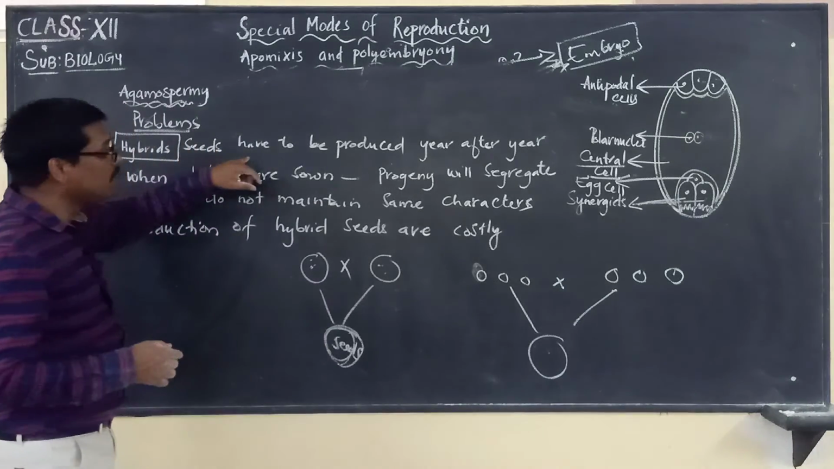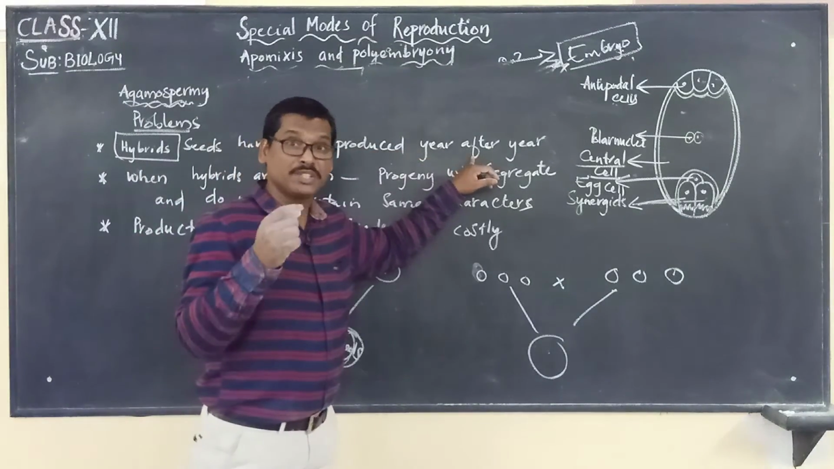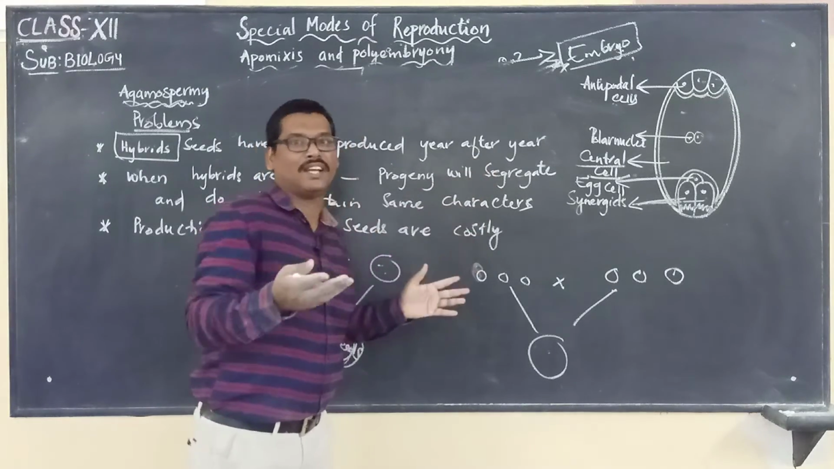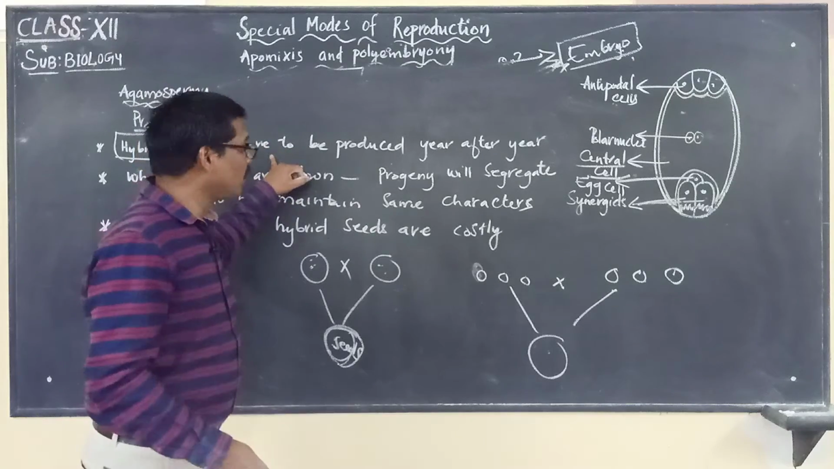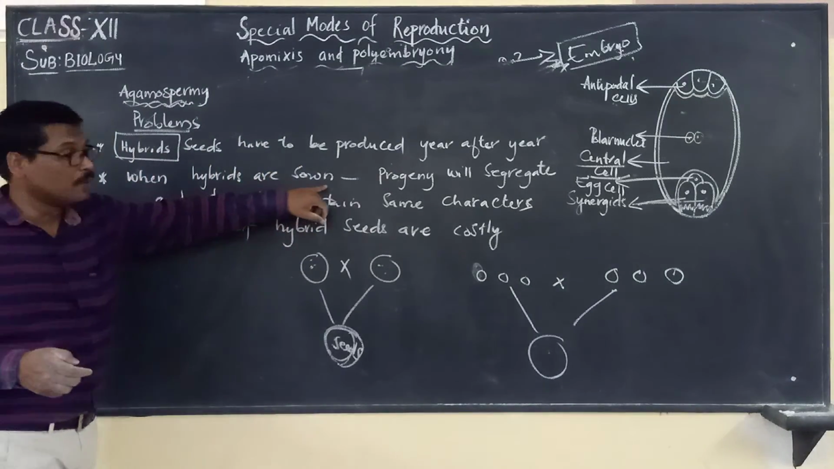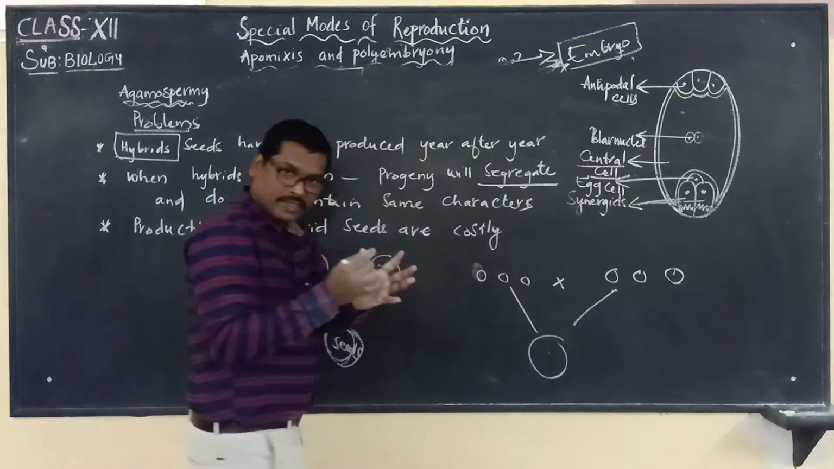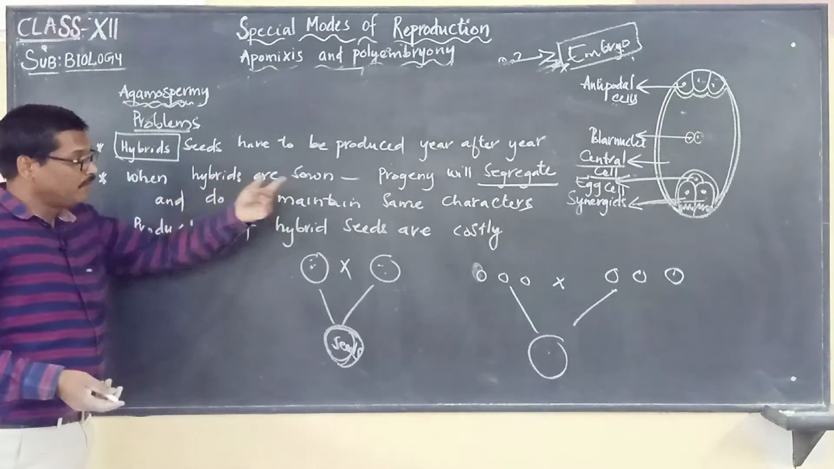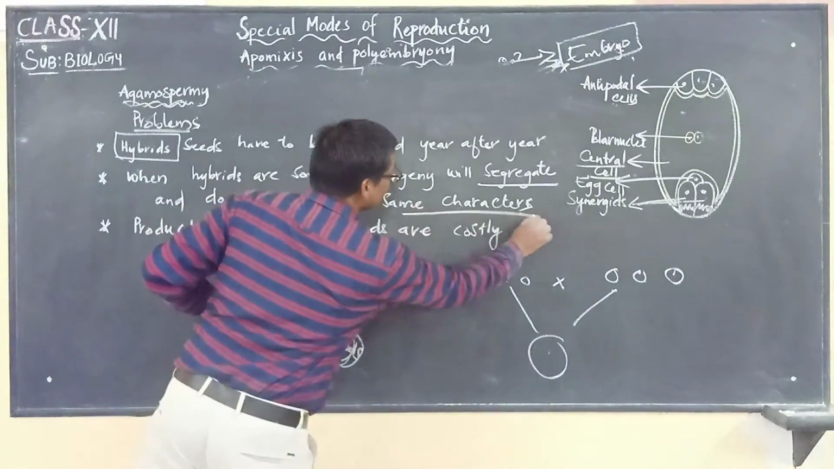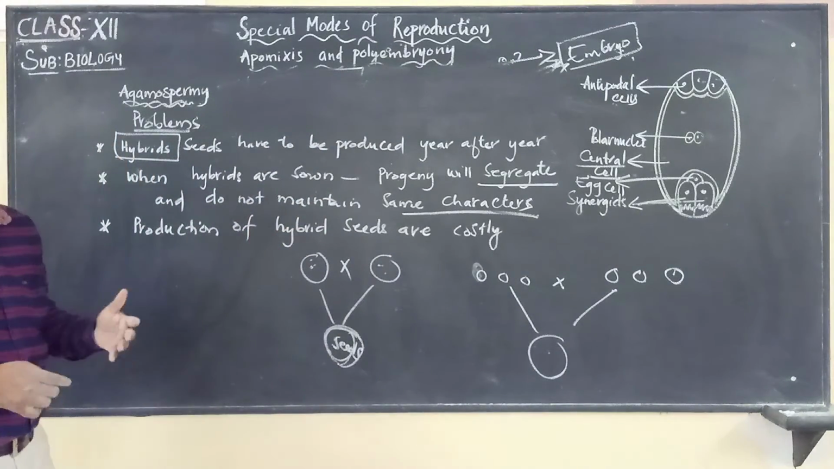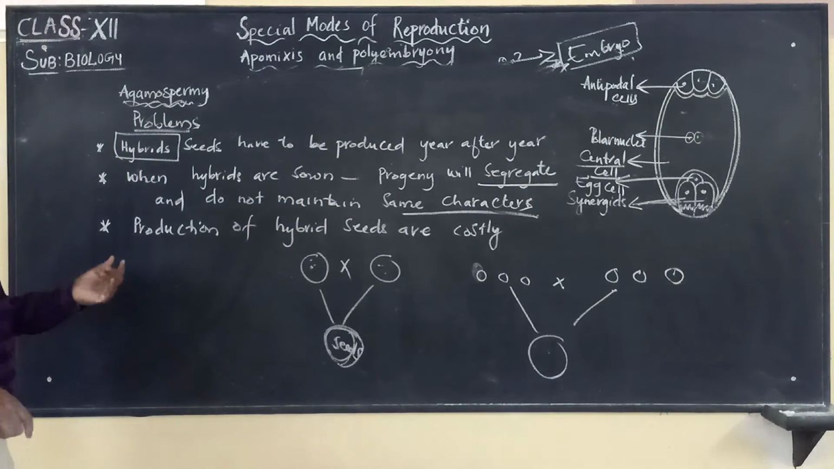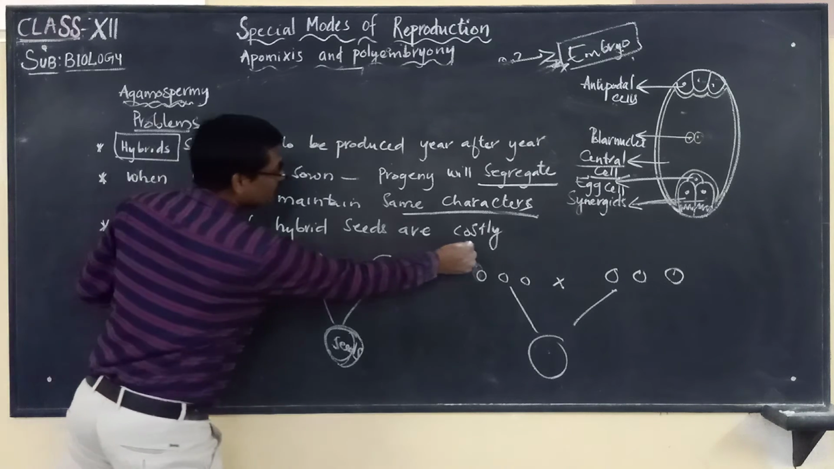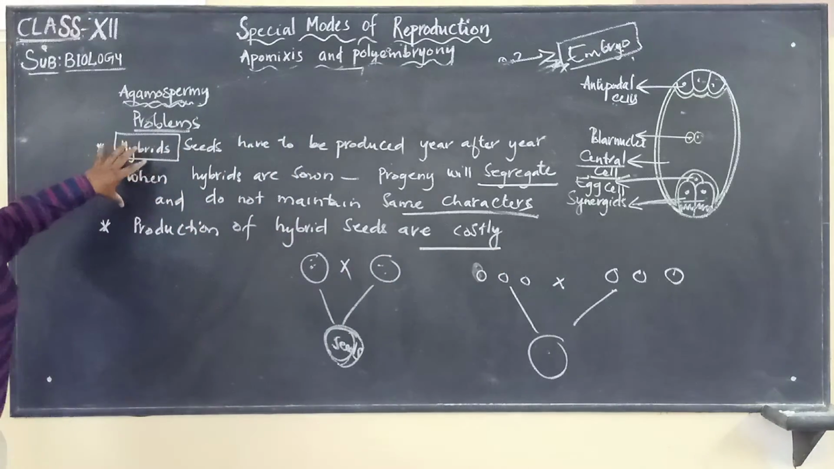So what we are saying here is that seeds with the selected characteristics have to be produced year after year. But that is not possible. Why? When the hybrids are sown, the progeny will segregate. The characteristics are separated and the same characteristics will not be there. The progeny do not maintain the same characteristics desired by the farmer. And to produce hybrids with desired characteristics is very costly. These are some of the problems.